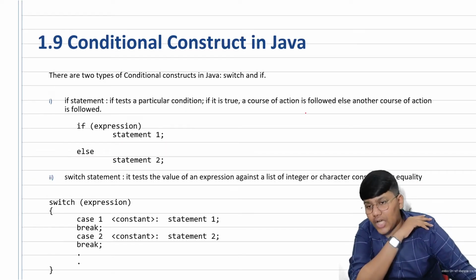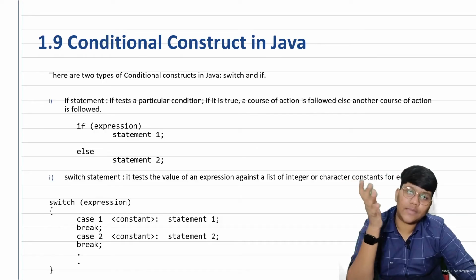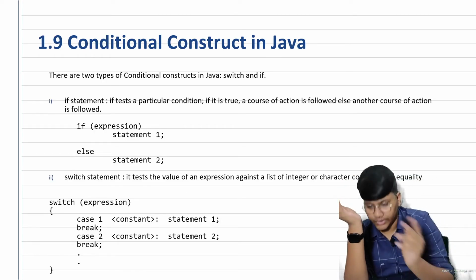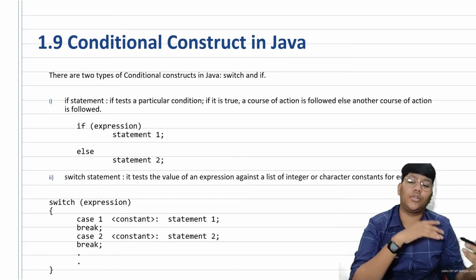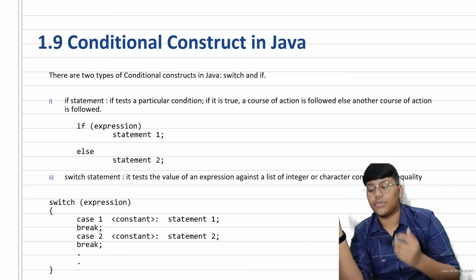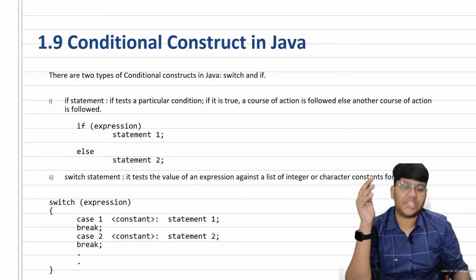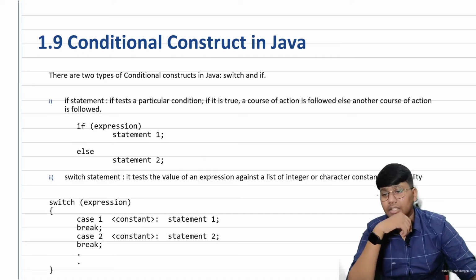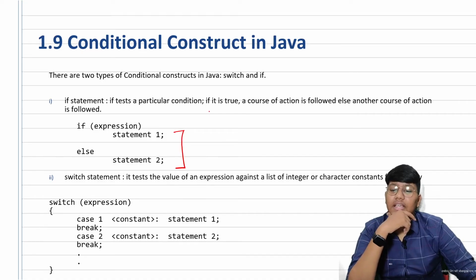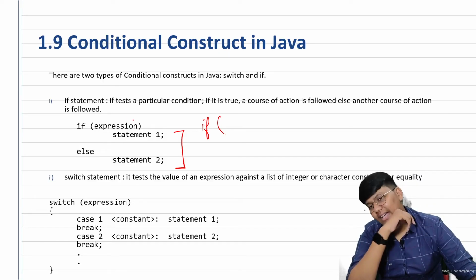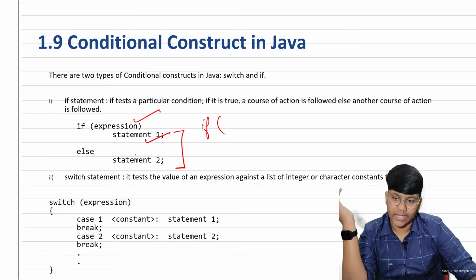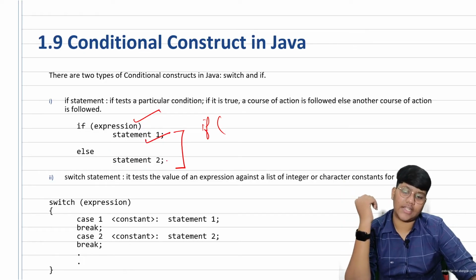Conditional construct in Java. In some programs, we require a conditional construct. If this is happening, then do this, else do this. If this is happening, do this, or if this is happening, do this, or if this is happening, do this, else do this. So here if else is used. If expression is true, execute statement 1. If it is not, else statement 2.